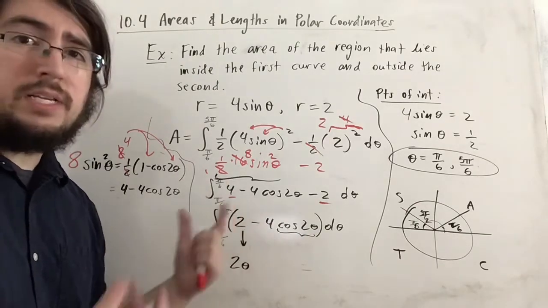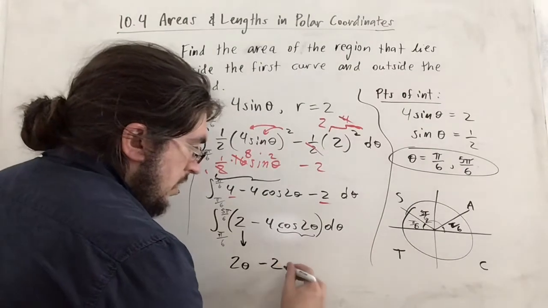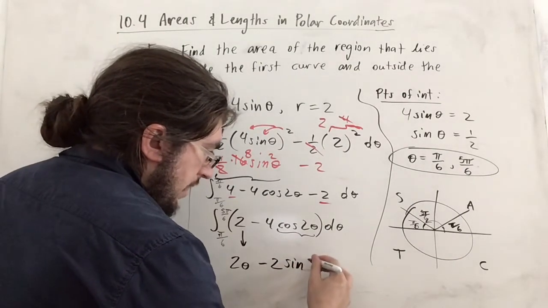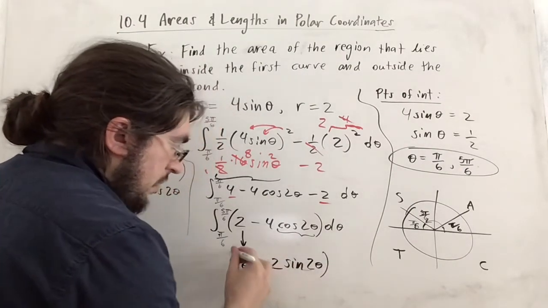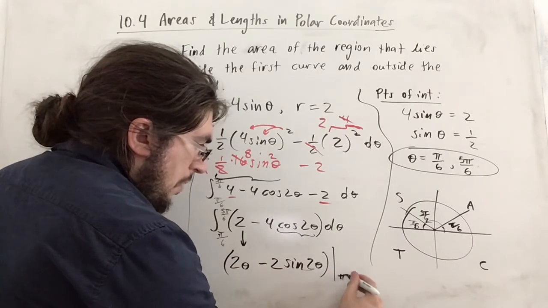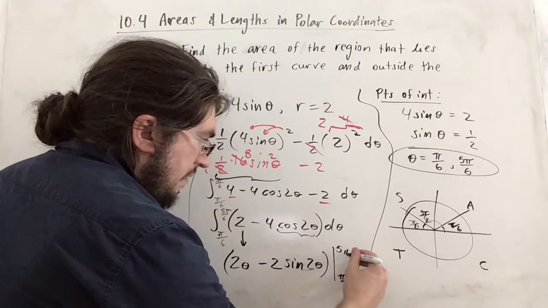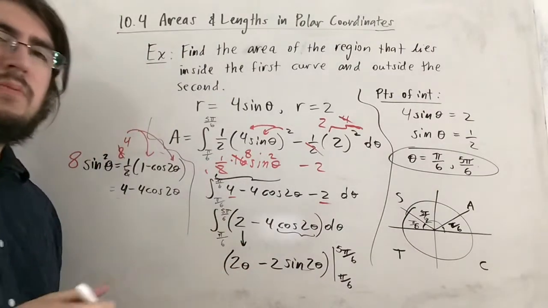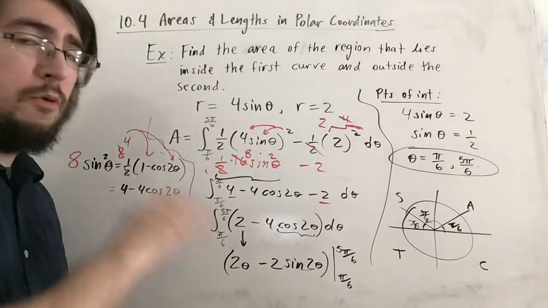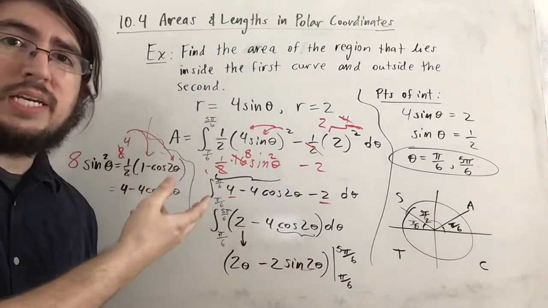And 4 divided by 2 is 2, so this is going to be minus 2 sine of 2 theta, actually, like that. And then evaluating this between our limits, pi over 6 and 5 pi over 6. Now, I think this is a good point to stop. I'm going to erase the board, rewrite this over here, and then continue.